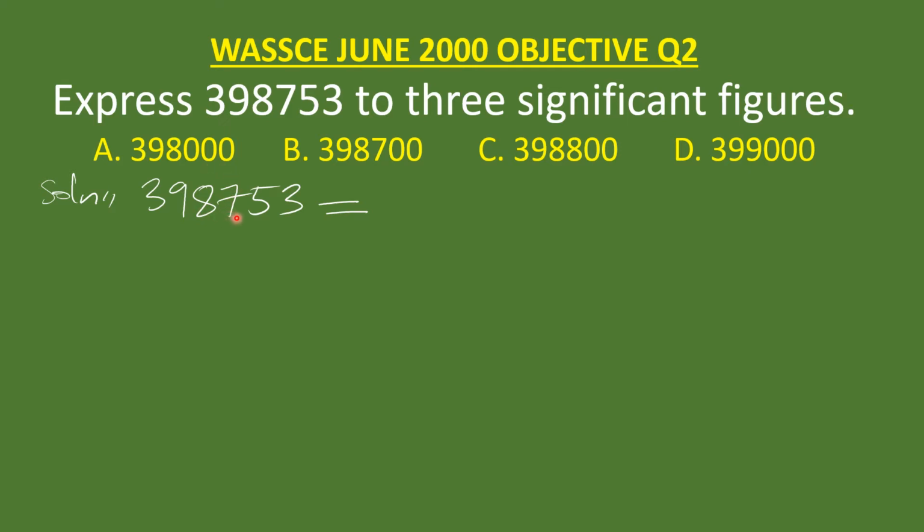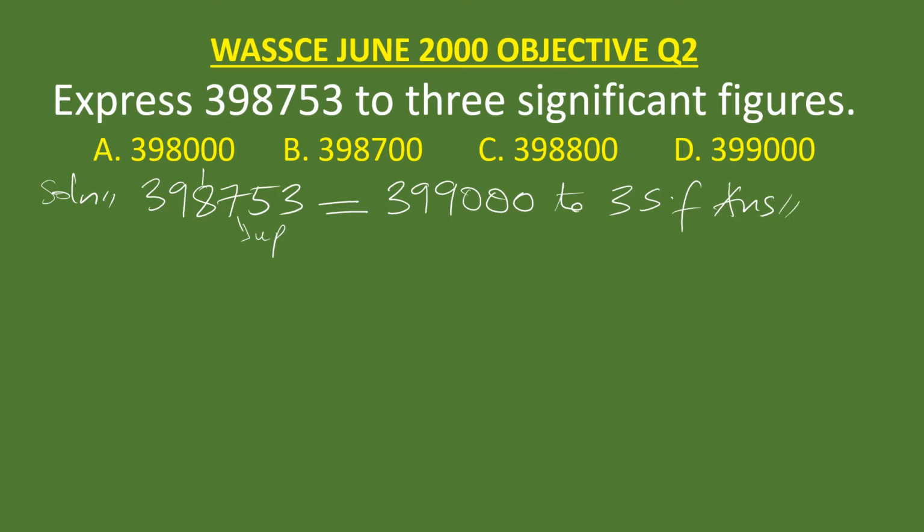This 7 is greater than 5. So what do we do? We have to round this 7 up. By rounding up, we add 1 to this. Now this becomes 399000 to 3 significant figures. So this is our answer.